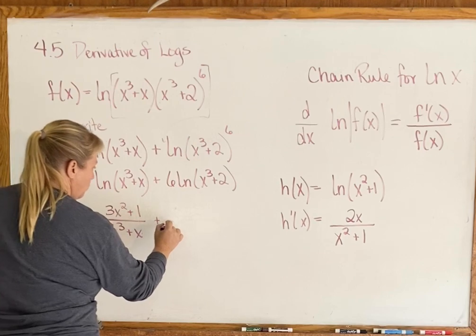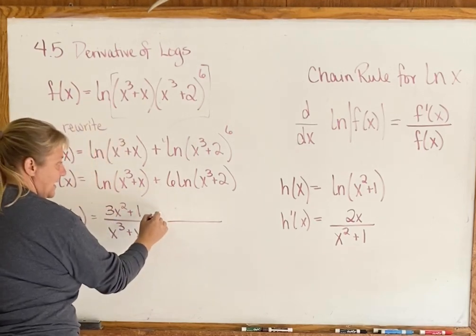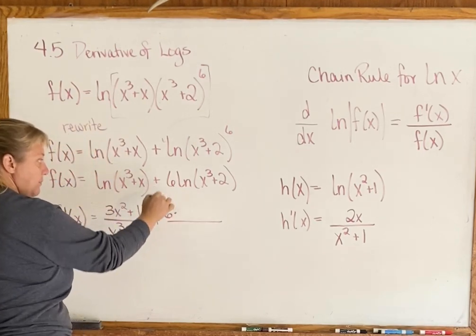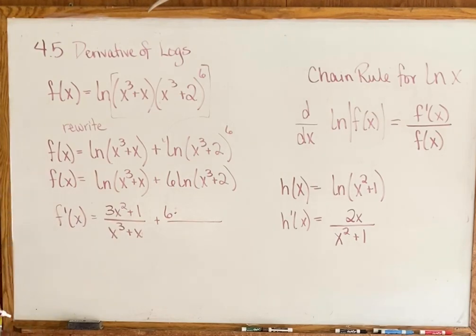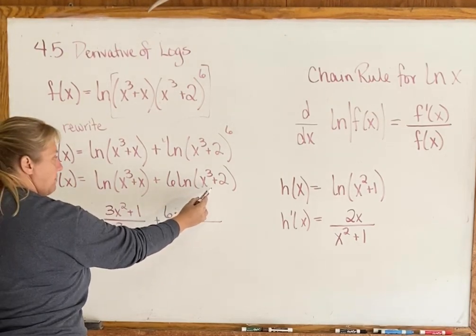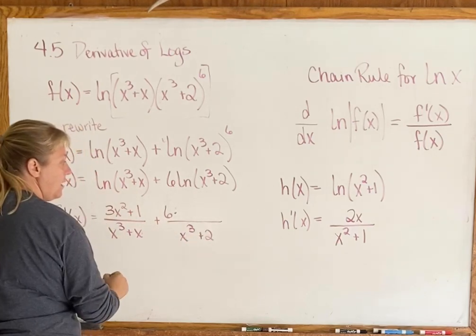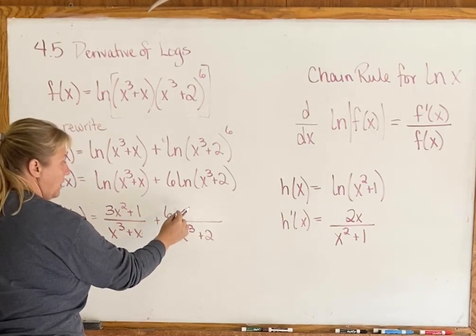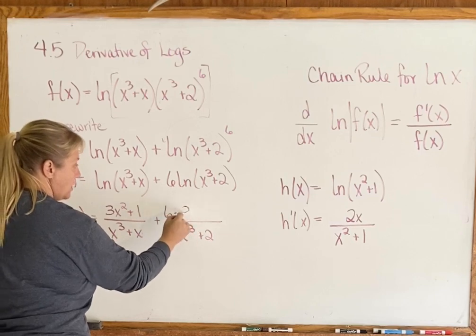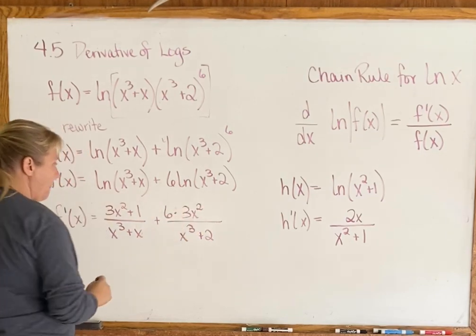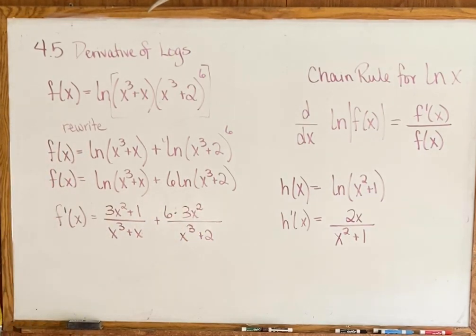Now on this one, remember, there's that 6 there, so there's going to be a 6 up top. That guy just comes along. Now again, on bottom, x cubed plus 2. And on top, we'll have the derivative of this, which is just 3x squared. Really not that bad, is it?